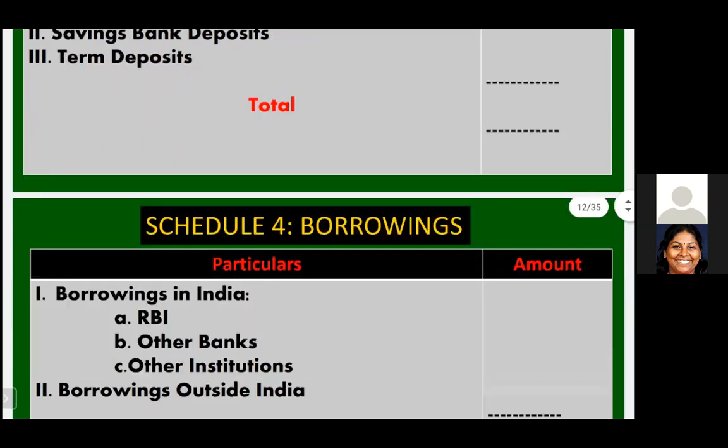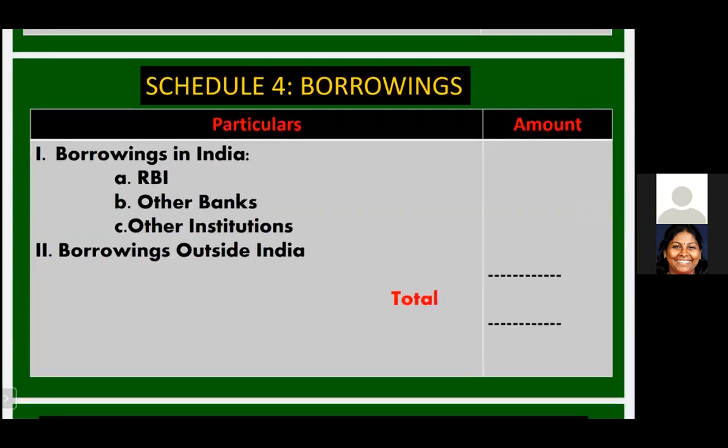Once you finish schedule number 3, we'll move on to schedule number 4, borrowings. Under this schedule 4, we have only two items: either the bank borrows from other banks or from RBI. If you are going to prepare a balance sheet for a particular bank, that bank can make borrowings from RBI or from any other banks. Those borrowings will occupy schedule number 4.